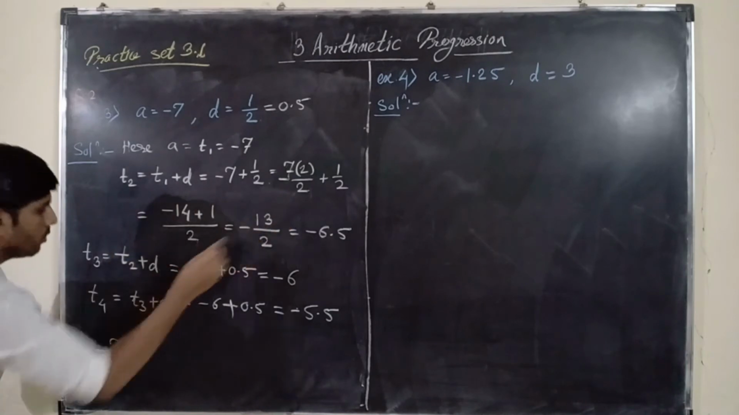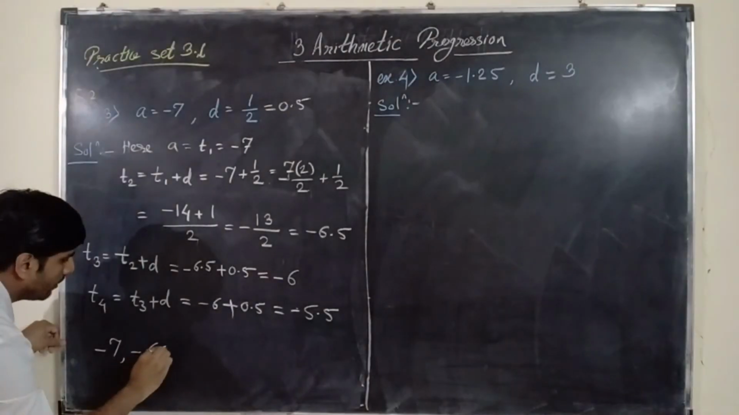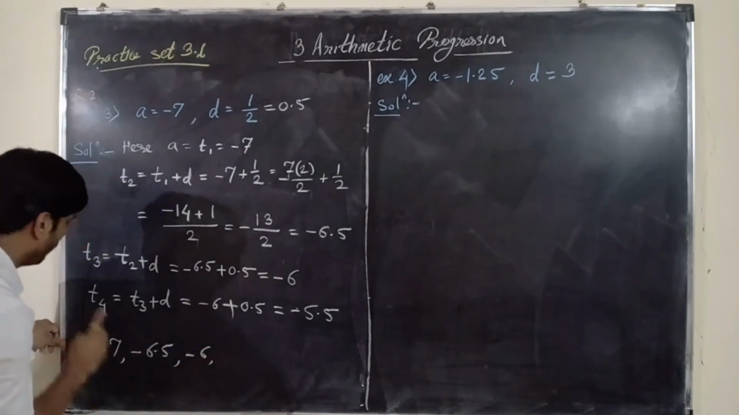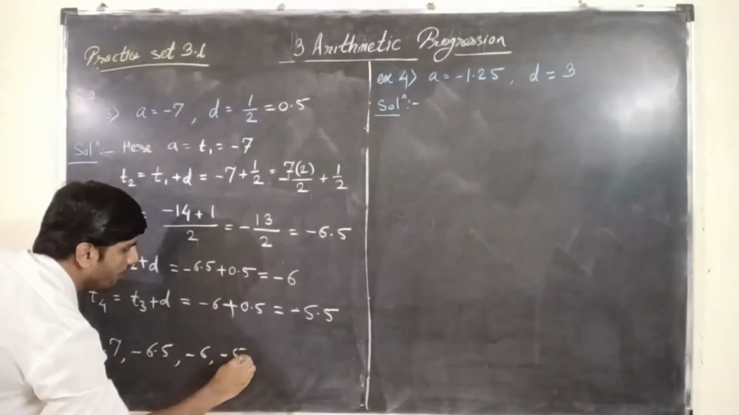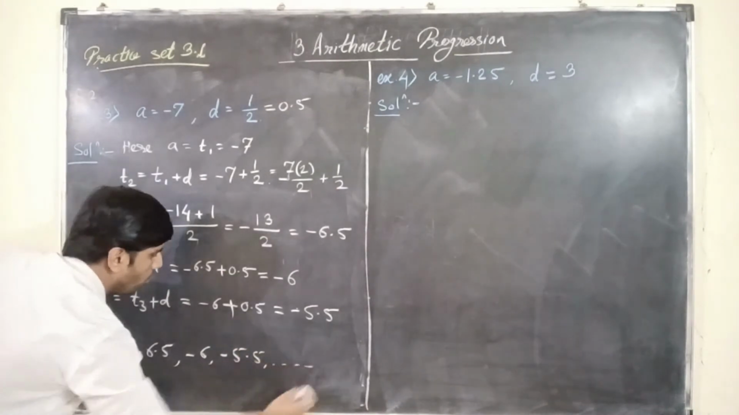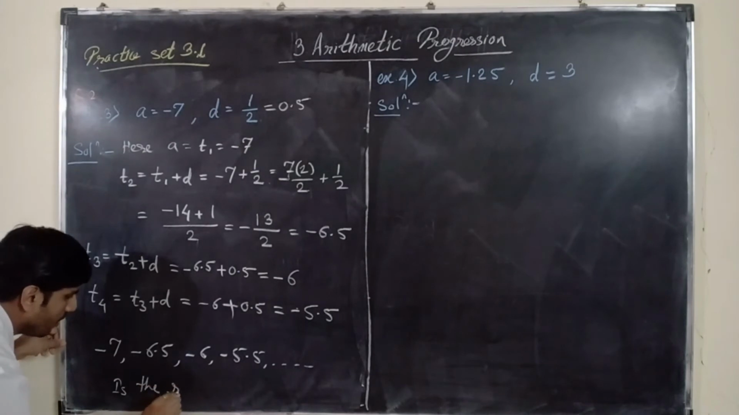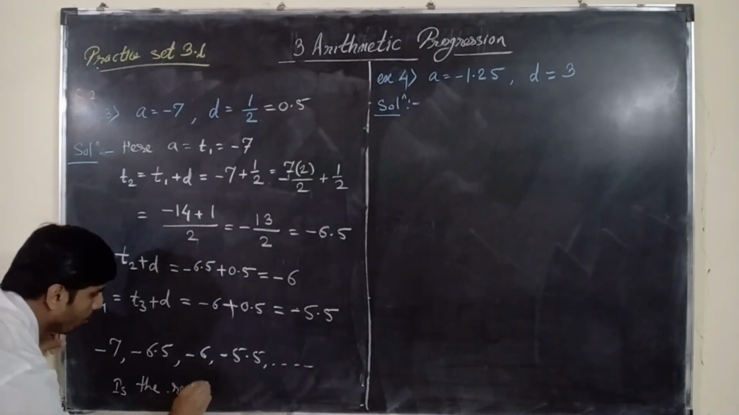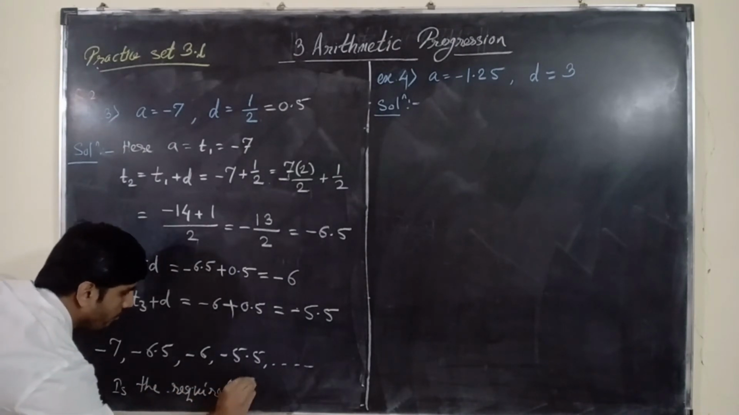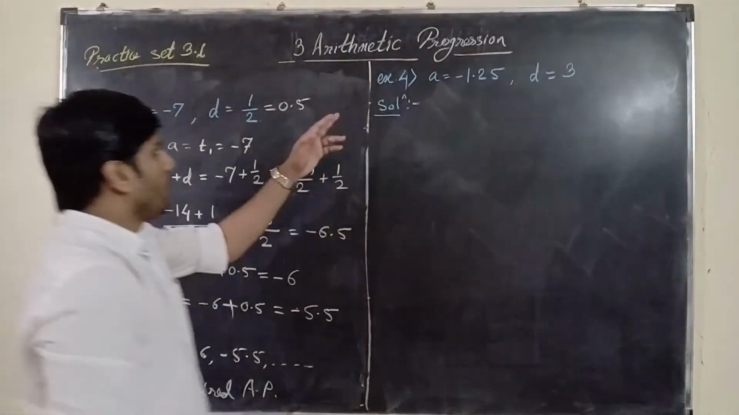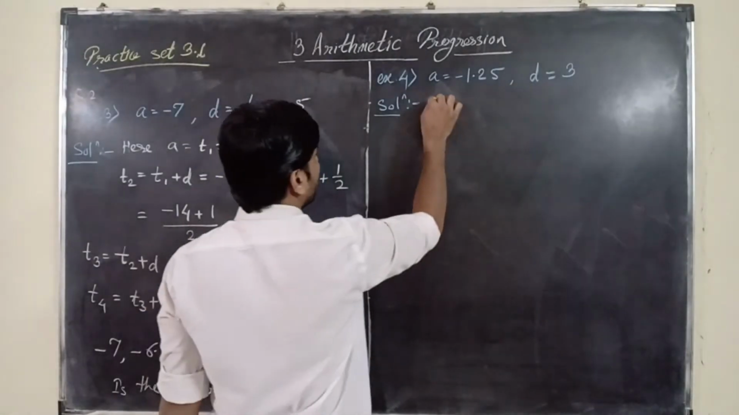Second term, that is t2, that is negative 6.5. Third term is negative 6. Fourth term is negative 5.5 and so on, is the required arithmetic progression. Now again we will start with fourth example.